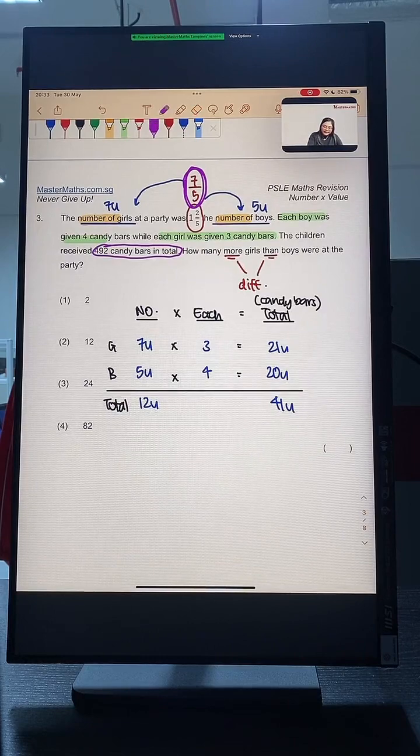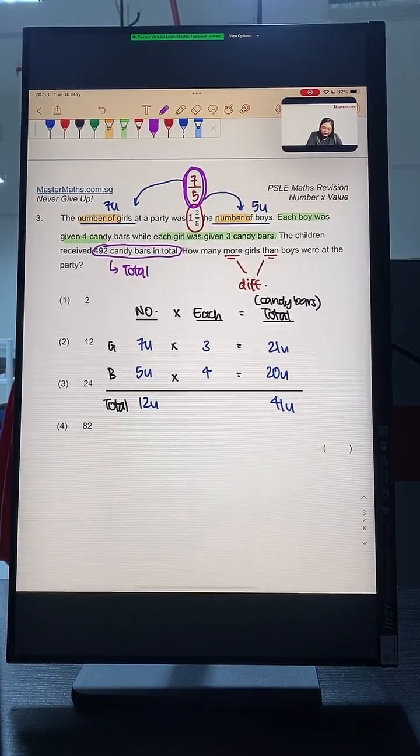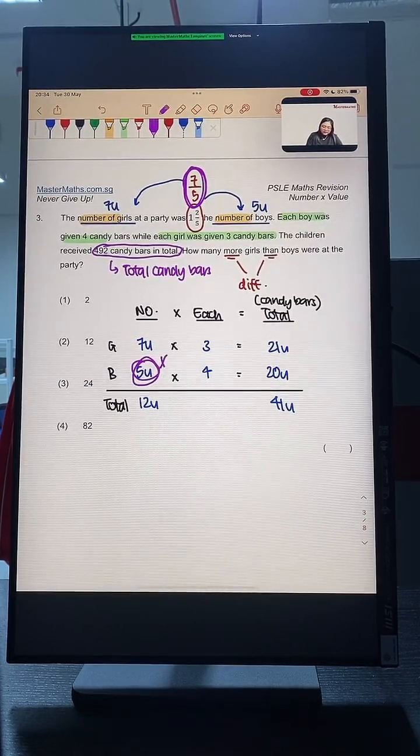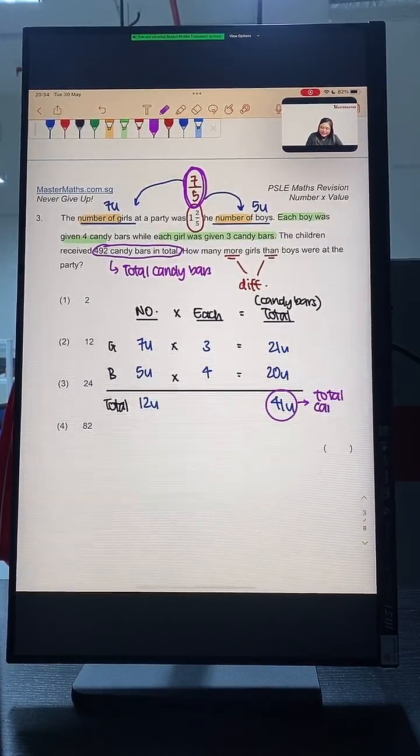Then from here, I relate what I am given to the units in the table. I have total candy bars, and I'm going to look for the total candy bars in the table. 7 units is not the total candy bar, it's the girls. 5 units is not the total candy bar, it's the boys. 21 units is the candy bars for the girls only. 20 units is for the boys only. So the total candy bar is actually over here, 41 units.